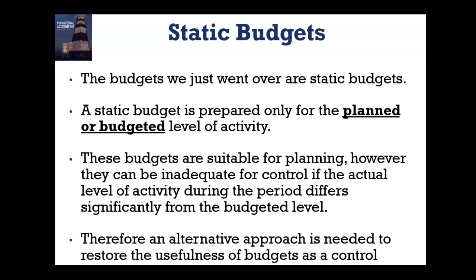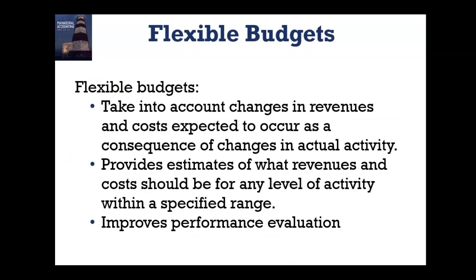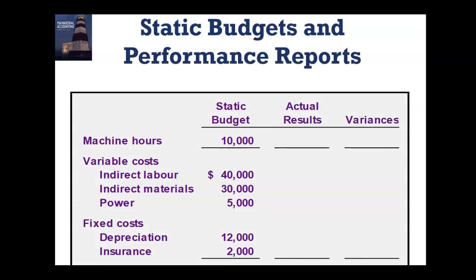So because I mentioned we need some flexibility, what we need is a flexible budget. What flexible budgets do is they take into account the changes in revenue and costs as they occur as a consequence of the actual activity. So it provides an estimate of what revenues and costs should be for any level of activity within a specified range. So you're easily able to compare your performance evaluations. When you're looking at your budgeted figures and your actual figures, you need to have the flexibility to adjust your budget so you can have a better comparison to what your actual and your budgeted figures were.